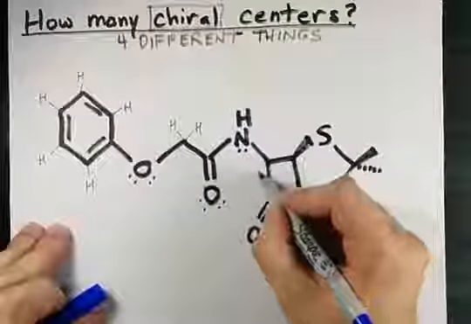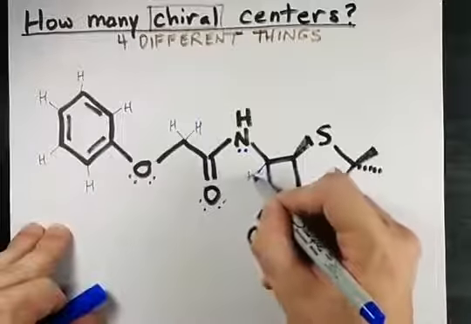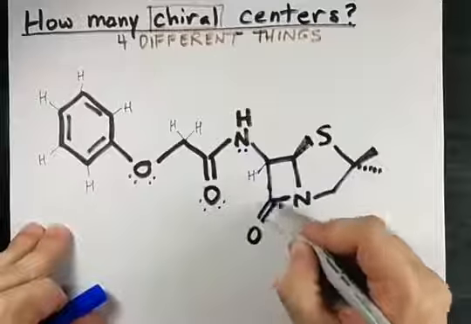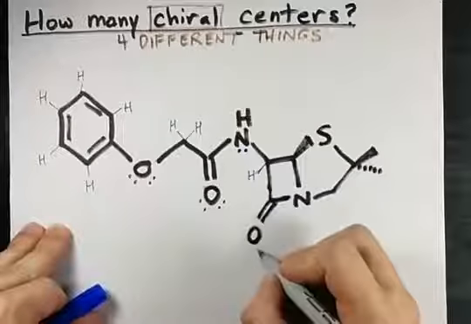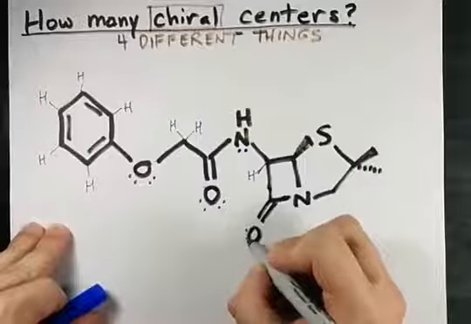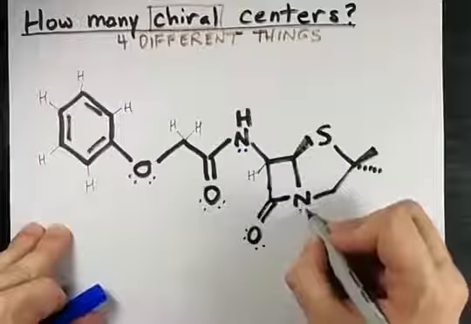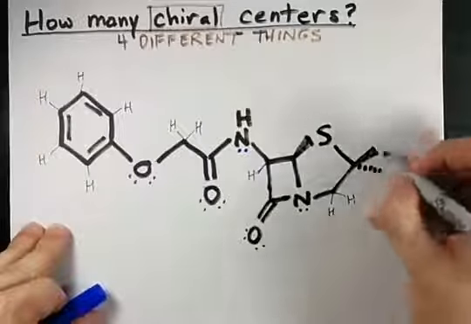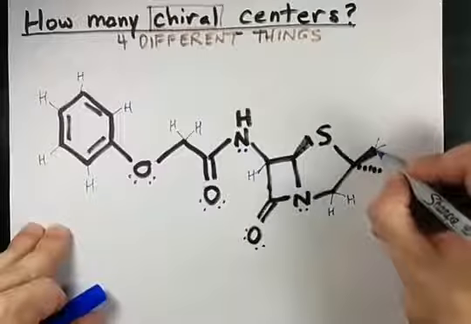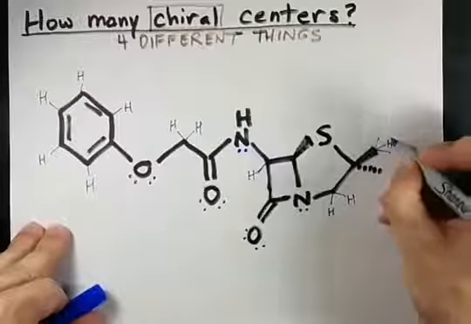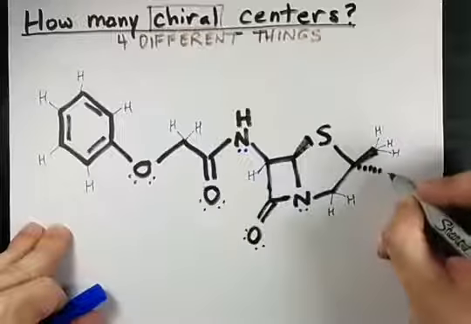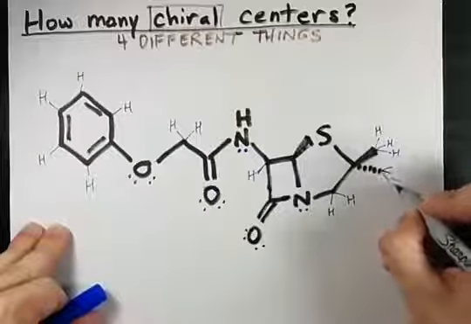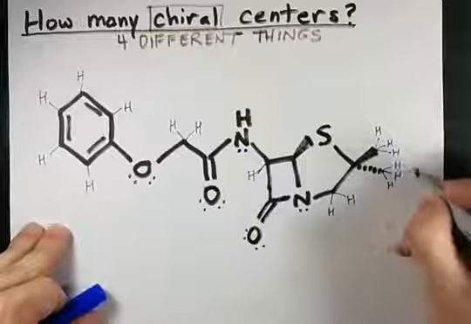Nope, that's 3 bonds actually. So I gotta draw in a hydrogen here. 1, 2, 3, 4 bonds to this carbon. 2 bonds to the oxygen. Nitrogen needs a lone pair. 2 hydrogens to that carbon. 3 hydrogens to each of these. That's a CH3 group here. I guess I could have just drawn CH3, but oh well.